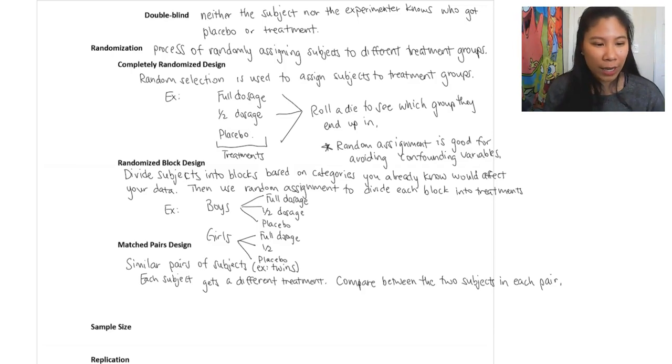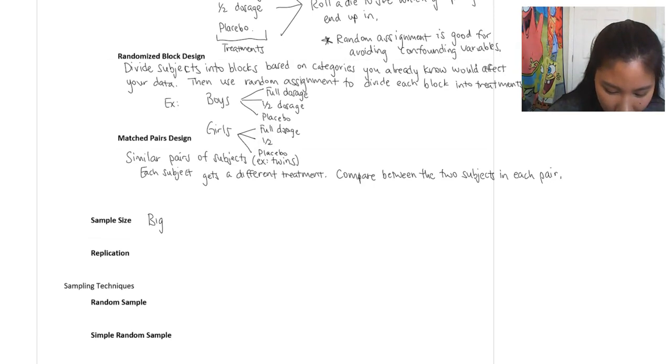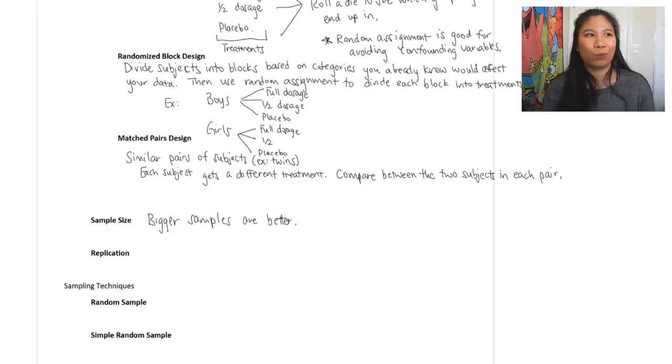Okay, the third key element of experimental design is sample size. This one's simple. You want bigger sample sizes. Bigger samples are better because, let's say you have some people in your sample who are really strong or really weak, the extremes. If you have a bigger sample, you have more people to even that out so they don't stick out as much, and it makes your data a little bit more consistent. That's what we want.